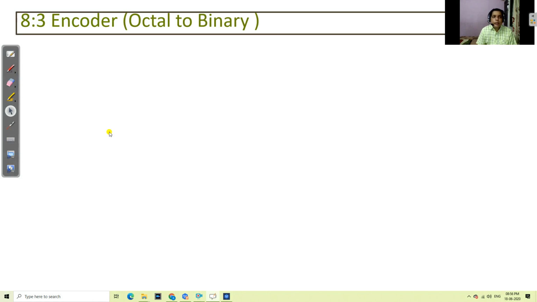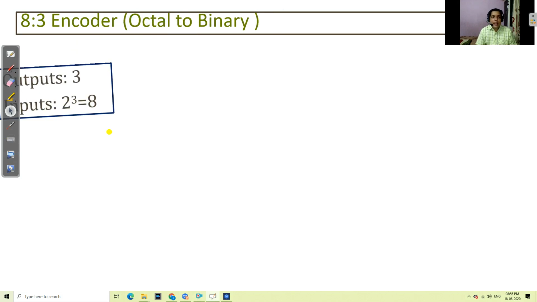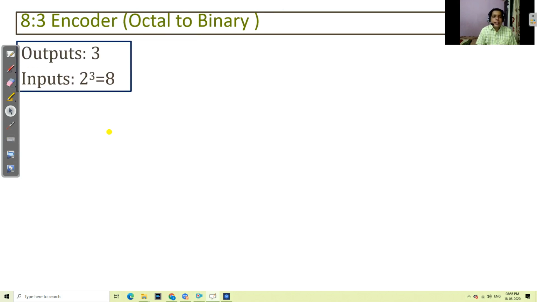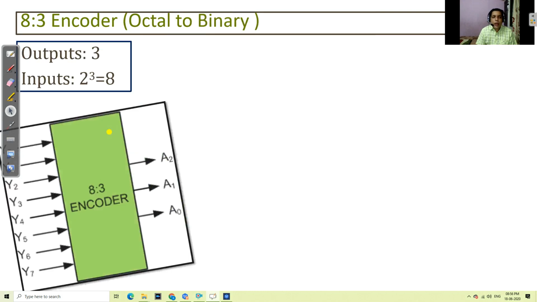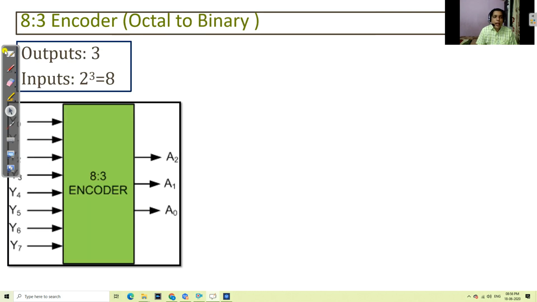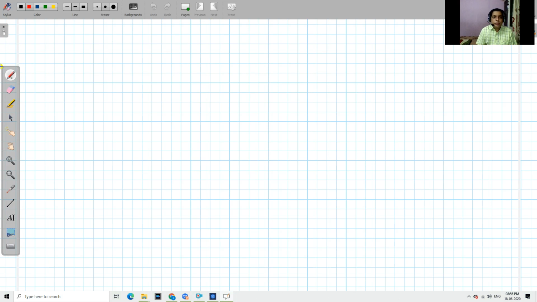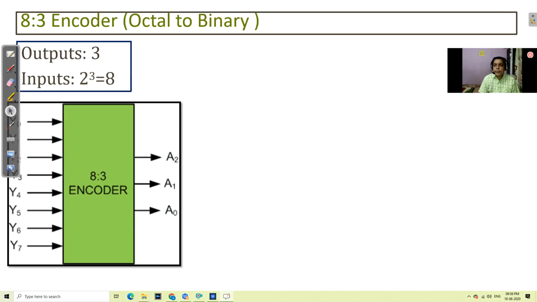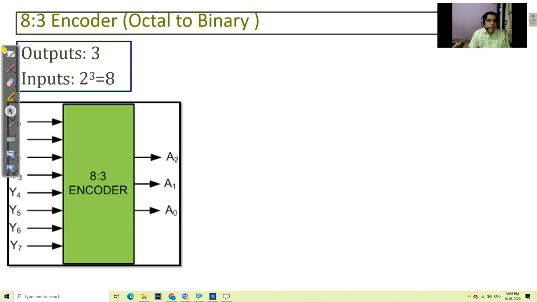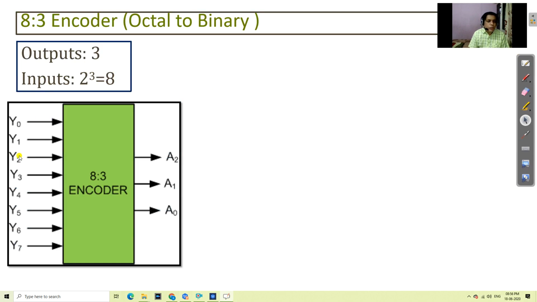Let us understand the 8:3 encoder. Here there are 3 output lines and 8 input lines. The outputs are 3, hence the inputs are 2^3, that is equal to 8. So I have these input lines. It is easily observed that there are 8 lines, y0, y1, y2, y3, y4, y5, y6, y7. Correspondingly the outputs are a2, a1 and a0.